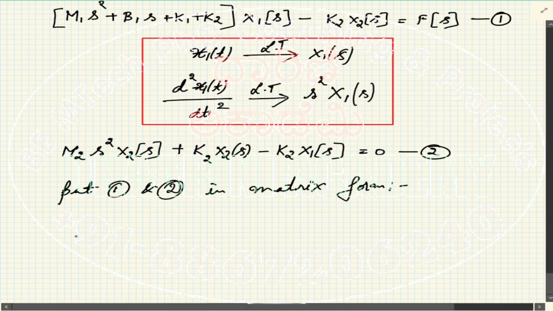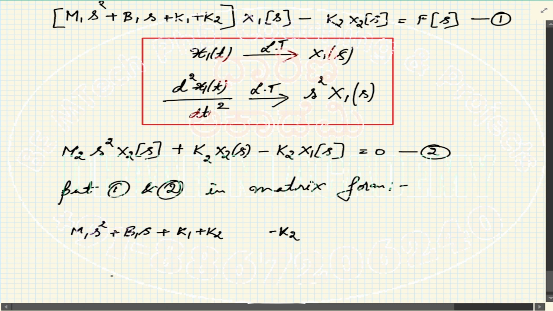I can see that in the first equation, the coefficient of x1 of s is m1 s squared plus b1 s plus k1 plus k2. So this is the first thing. And the coefficient of x2 in the first equation comes in the second column, that is minus k2.